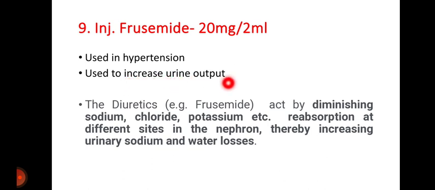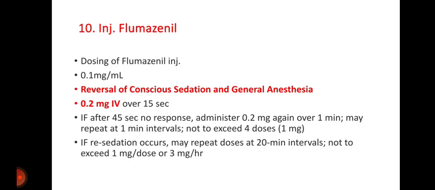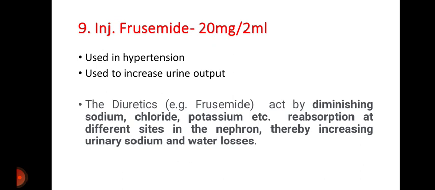Then injection furosemide is a kind of diuretic, so it increases the urine output and reduces the blood volume. As a result, it is used in hypertension, and the dose is 20 mg per 2 ml.